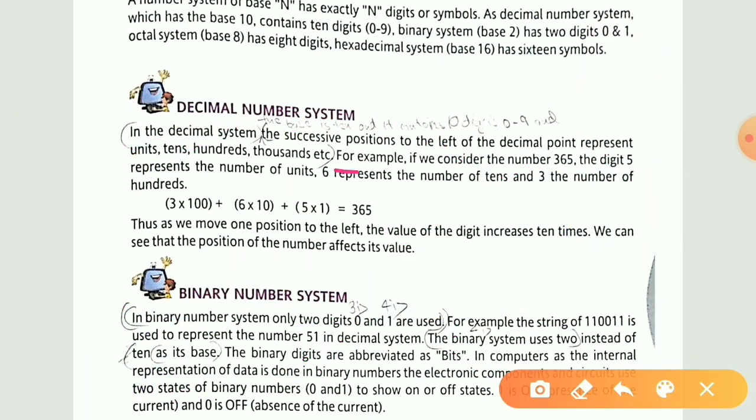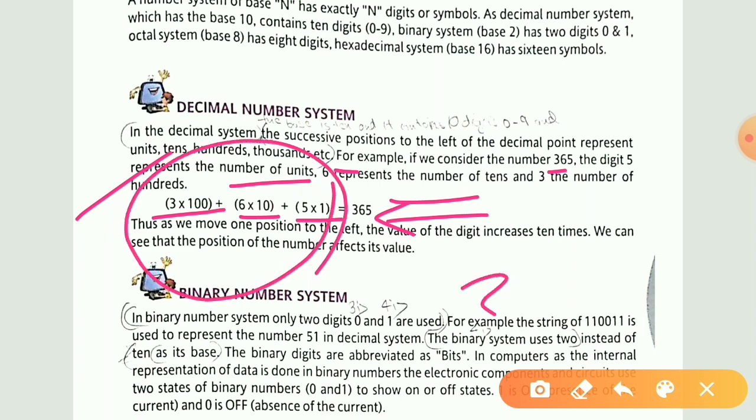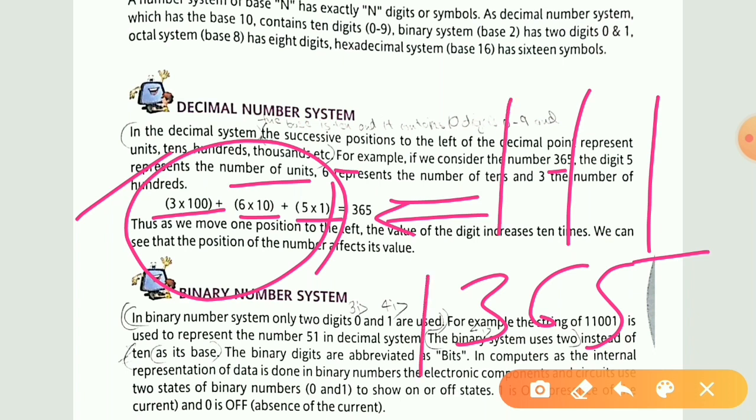For example, if we consider the number 365, then the digit 5 represents the number of units, 6 represents the number of tens, and 3 is the number of hundreds. Or you can say if you break this number out, then 3 multiplied by 100, 6 multiplied by 10, and 5 multiplied by the unit, that is 1. If you do all the calculations, you will get 365, that is your number. So quickly go through it. The first is the unit position, the second is the tens position, the third is the hundreds position, and the fourth is the thousands position, and it keeps on increasing.